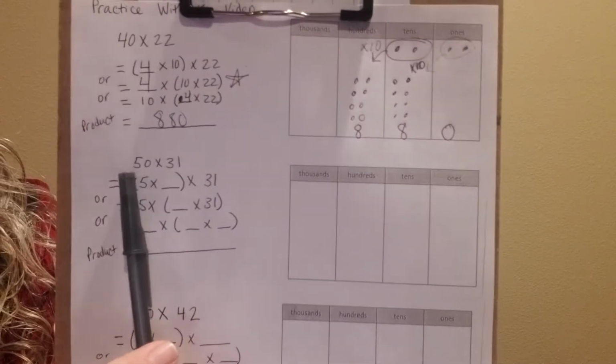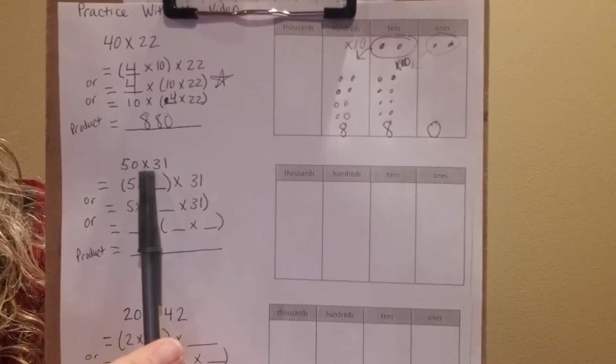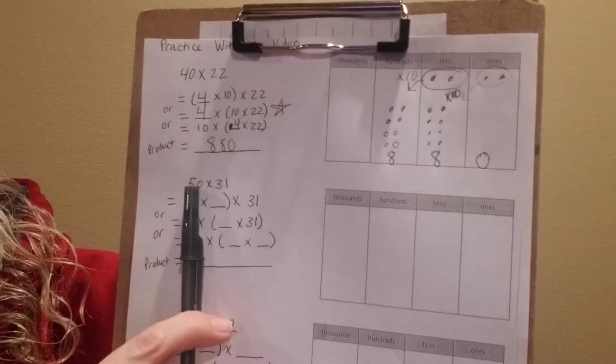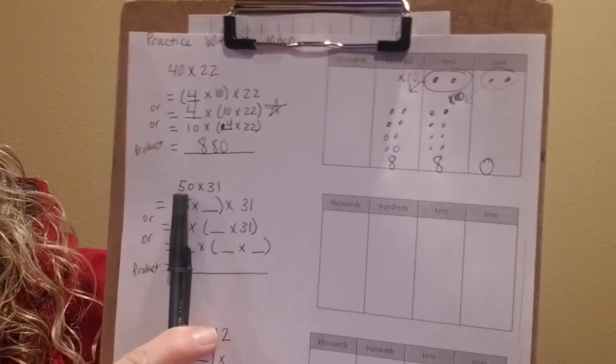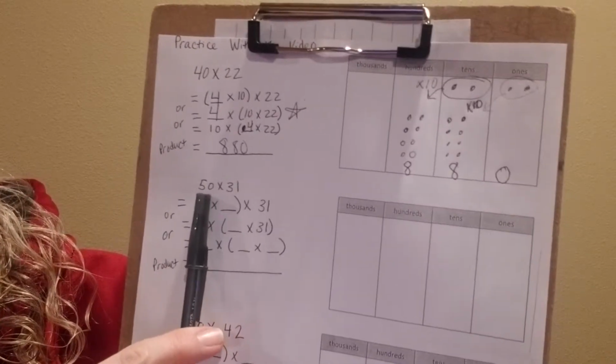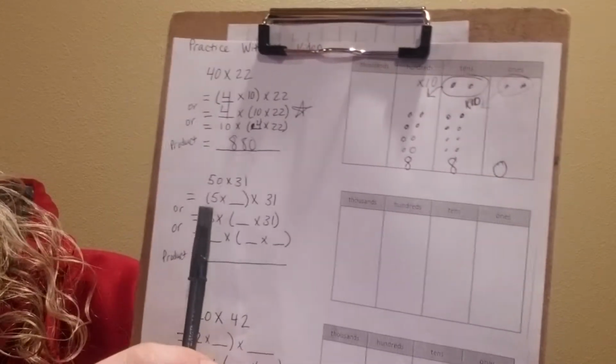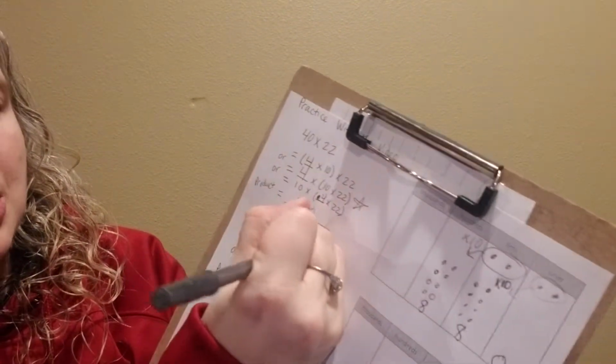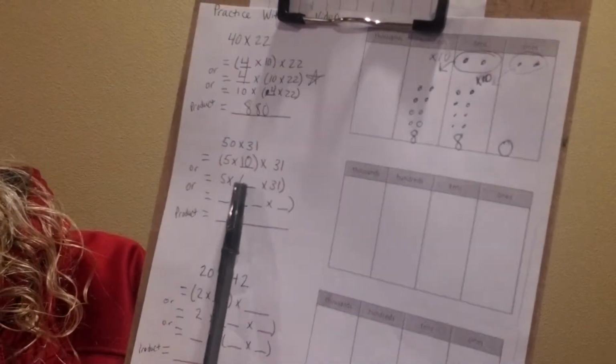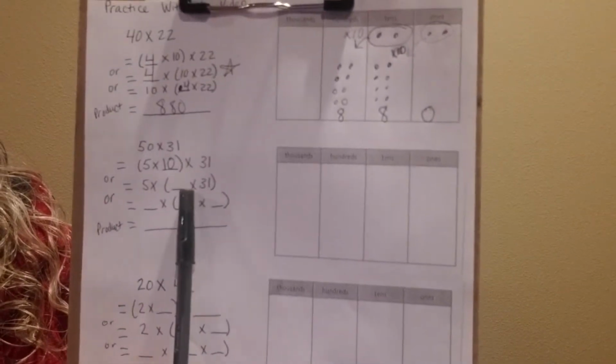Okay, so this problem, tell me the 2 factors. 50 and 31. We read it as 50 times 31. All right? We're going to break this apart. Break apart your 50. What can I break that into? What times what? 5 times 10. Okay? Take just a second and fill in this next line. What's the missing factor? And then check it with mine. It was missing that 10.